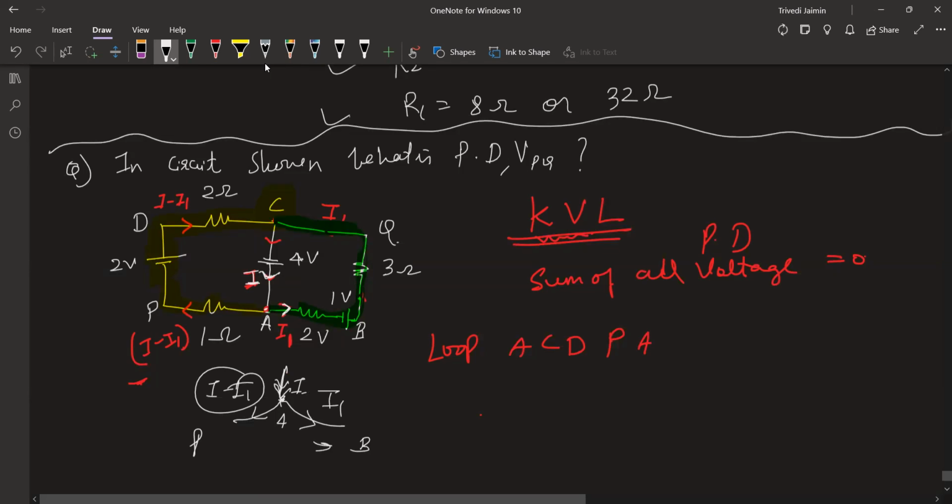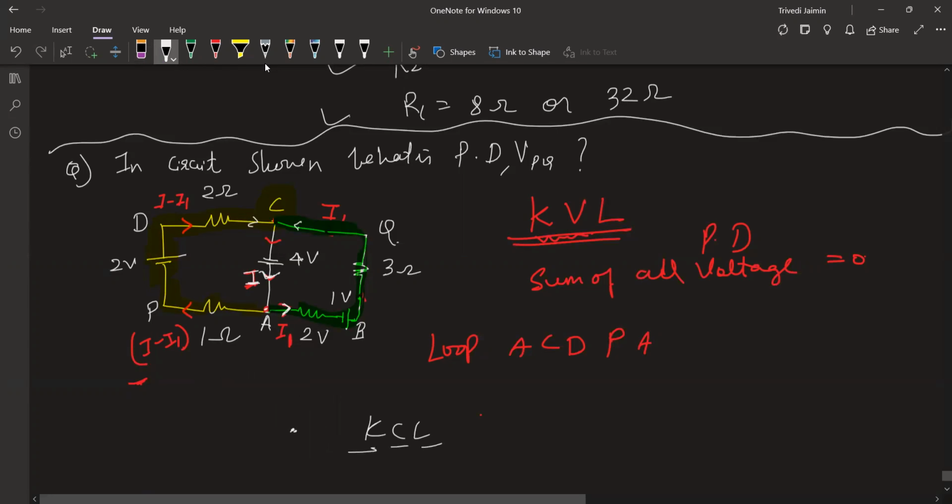Remaining current is flowing towards P, and it is completing a circuit at C. So at C, the junction is joining as per my directions. Now the currents are joining. See, that is also called KCL, Kirchhoff's current law.